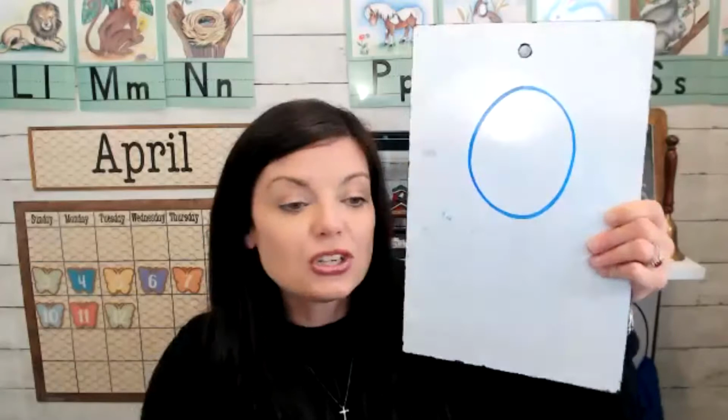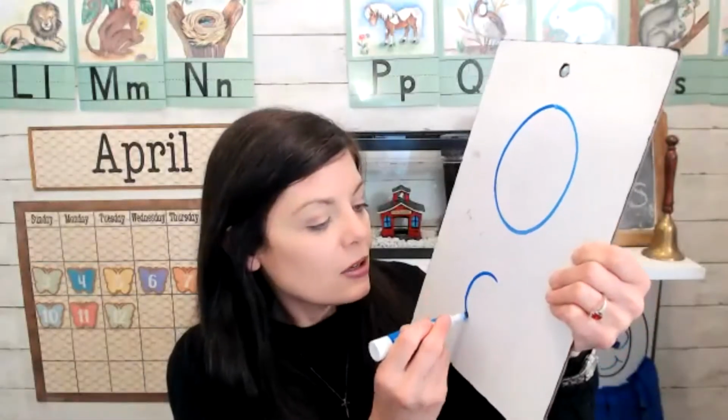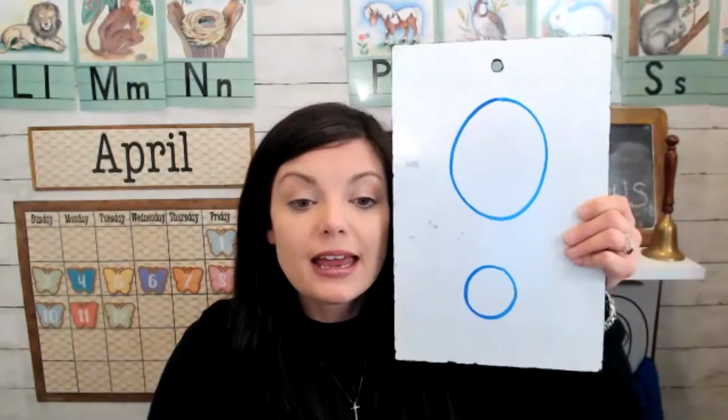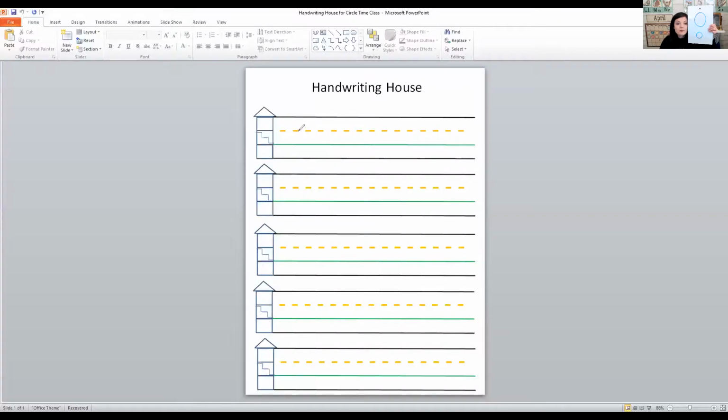So all you have to do is start at the top, go around and back, but just make it a little bit smaller. And on handwriting paper, make it downstairs, around and back. So that's the little letter O.